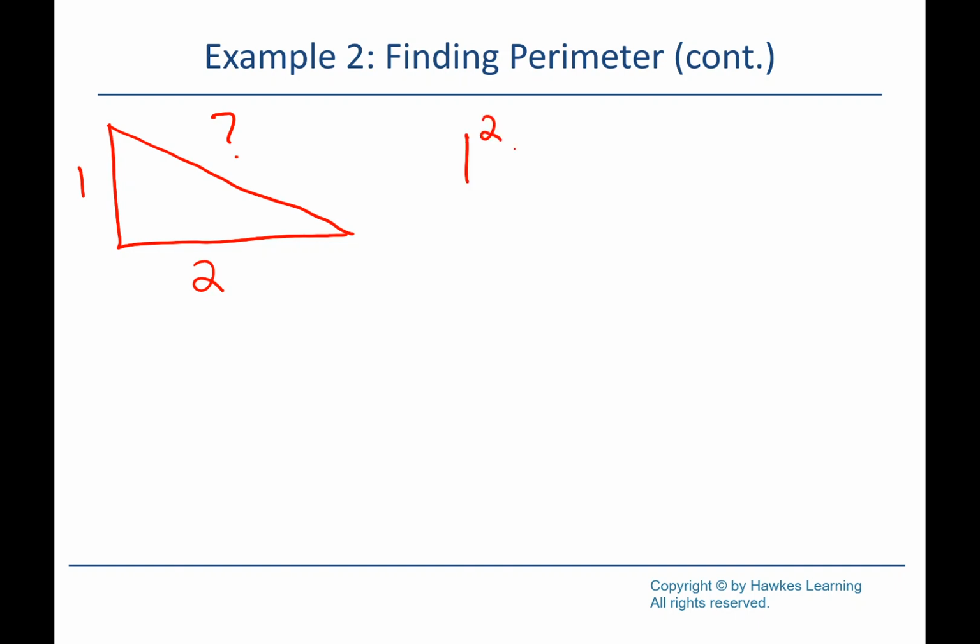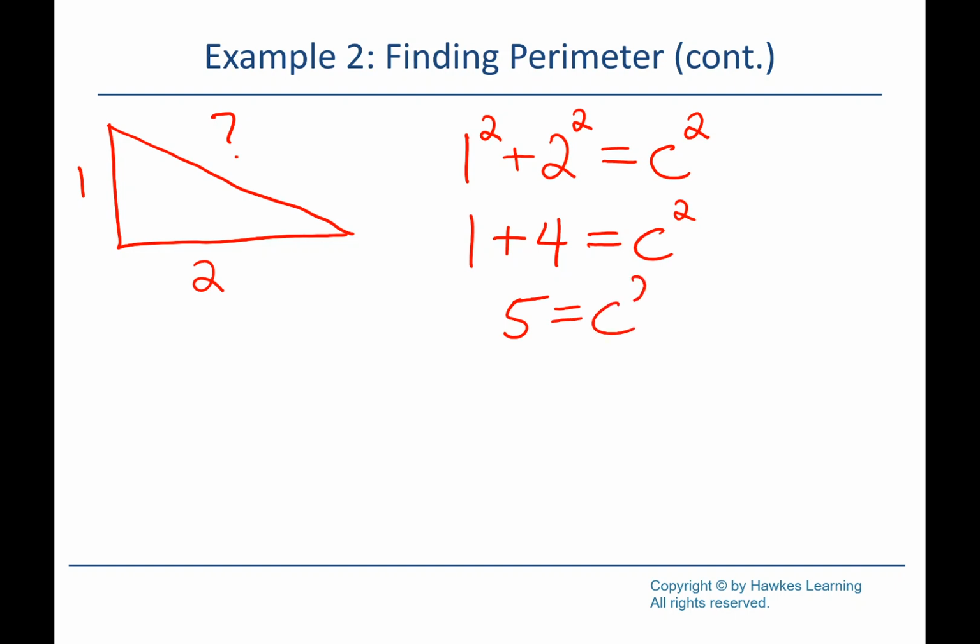So Pythagorean theorem says 1 squared plus 2 squared will give us our long side squared. So 1 squared is 1. 2 squared, 2 times 2 is 4. That's our long side squared. Gives us 5. But we don't want the long side squared, we just want the long side. So to make c squared into c, what do we do? We don't want c squared, we just want c.